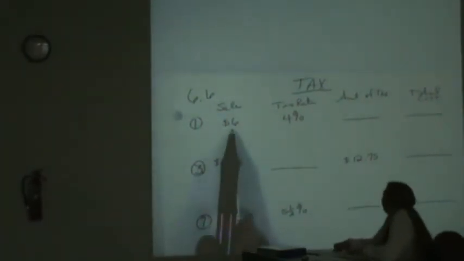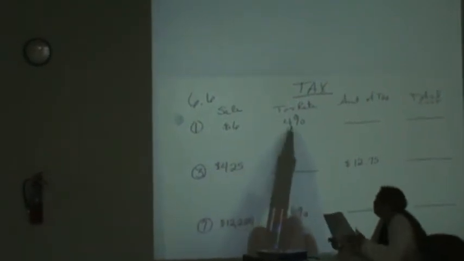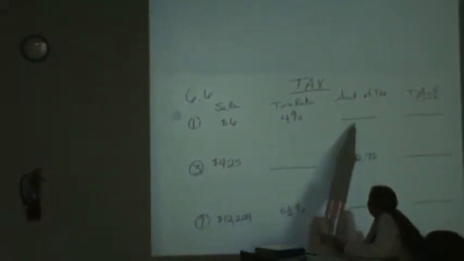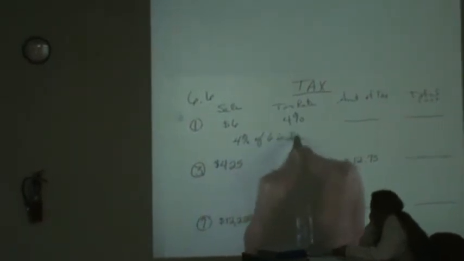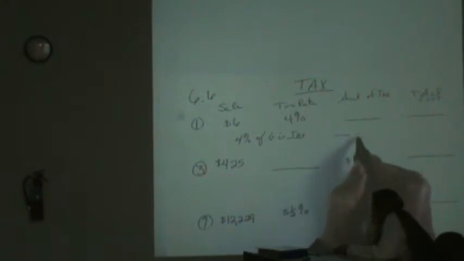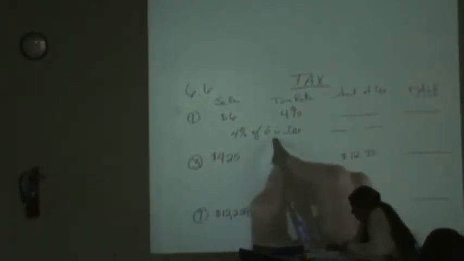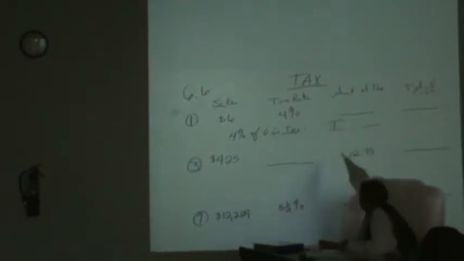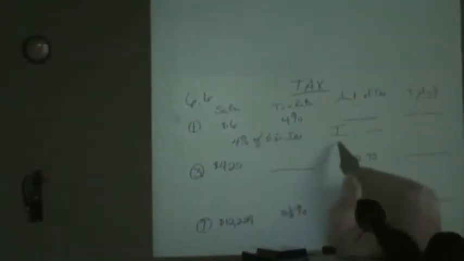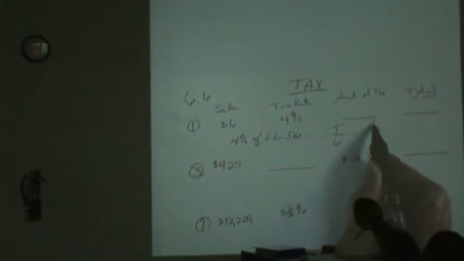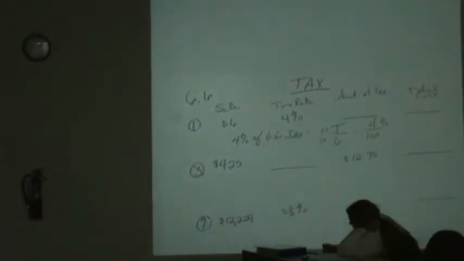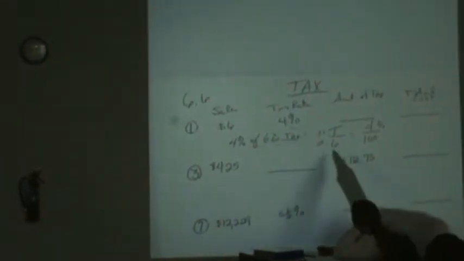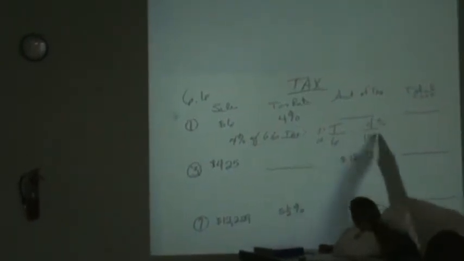If you have a sale of $6, your tax is 4%. What is the amount of your tax? 4% of $6, right? So you're going to do 4% of $6 is the tax. Put it into your is over of. The tax of 6 is 4%. Remember, percent goes over 100. Okay, that's your is over of. So 6 times 4, 24 divided by 100.